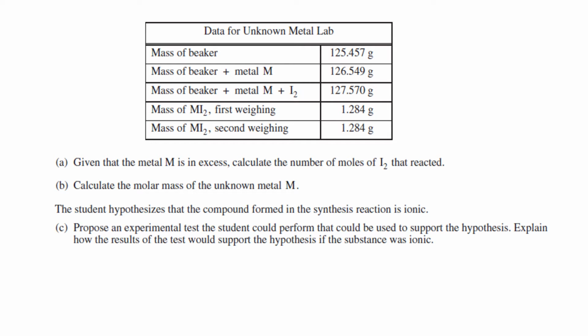water. Question A, I'm giving you A, B, and C initially so that we can see where we're going, and then we'll go back and answer A, B, and C separately. They've told you that metal M is in excess. We want to calculate the number of moles of iodine that reacted, so we're going to go back to our data table for that. From there, we're going to calculate the molar mass of the unknown metal. And the student's hypothesizing it's ionic, so we're going to propose an experimental test that can support that hypothesis.